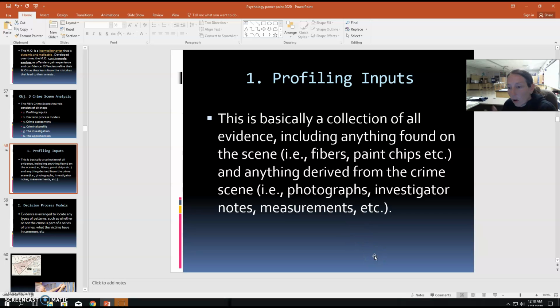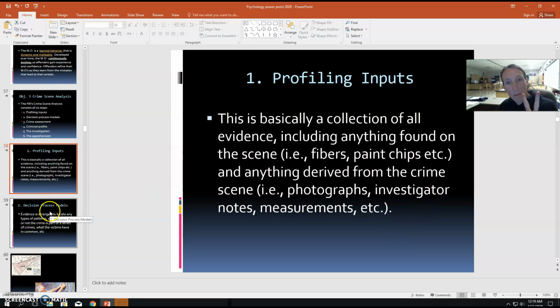Profiling input. This is going to the crime scene and gathering any itty bitty little piece of evidence you possibly can. This is usually where you're collecting all the hairs and the fibers, any of the soil samples, blood spatter, DNA samples, saliva swabs, vomit. You're getting everything you can. Okay, you're taking pictures, you're collecting it all, and then you're going to try to put pieces together later on. So it's basically the collection of all the evidence, including anything found at crime scenes, derived from crime scenes, measurements, and notes. Okay, this is what you see as step 1 in Criminal Minds, where they arrive at the crime scene, and everybody's busily working, collecting all the evidence they possibly can.